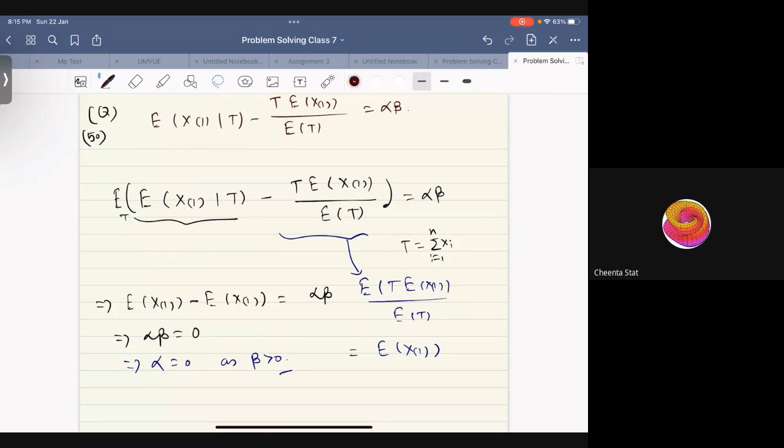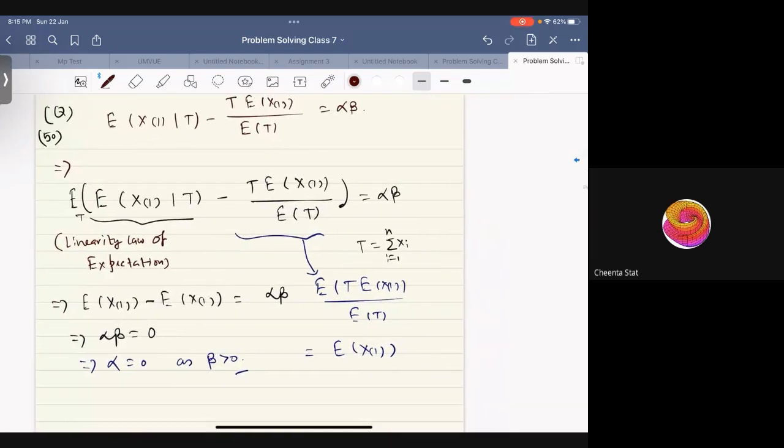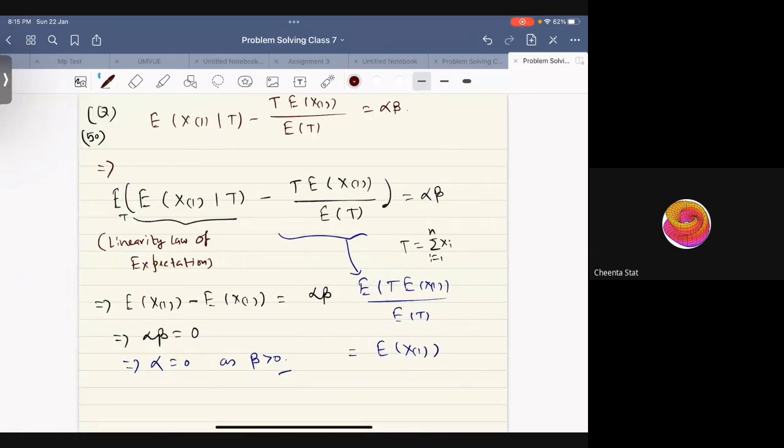This is the question, and we say that this implies this thing equals alpha, that implies this thing. I am taking just the expectation and using the linearity law of expectation, right? Yeah, right. So this is a good question, that's why I gave you this. Now I'm going to solve the next question.